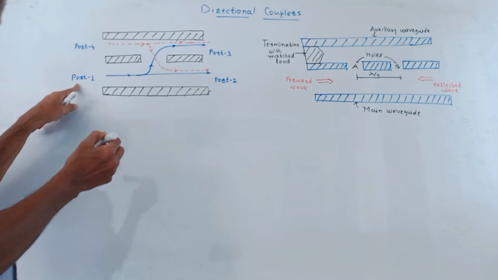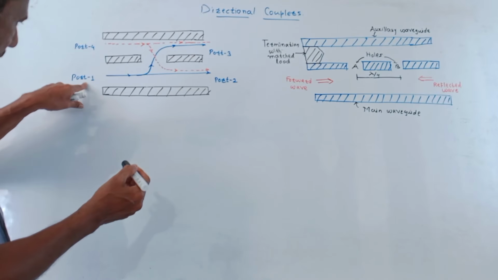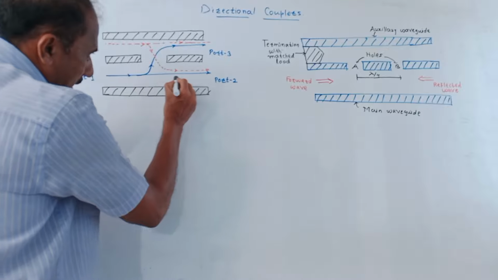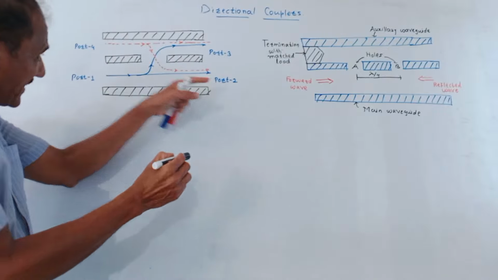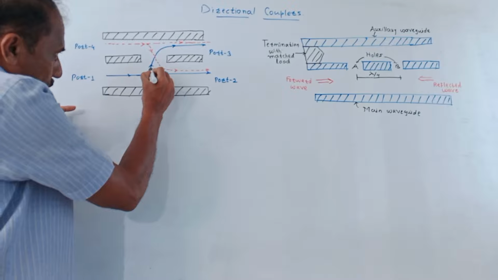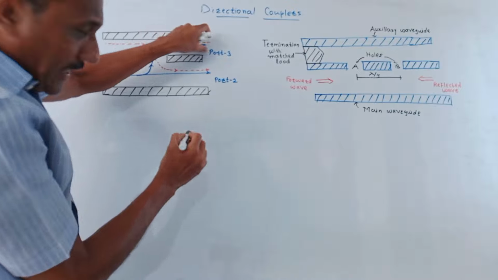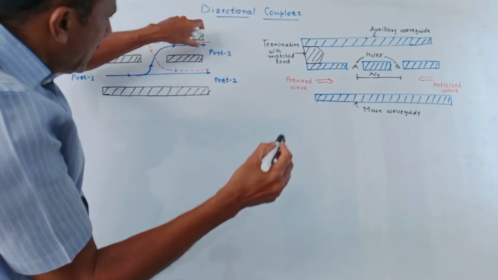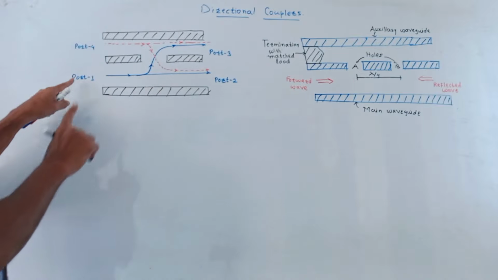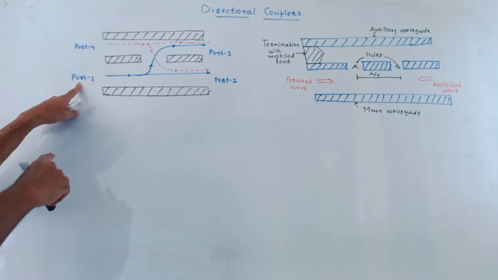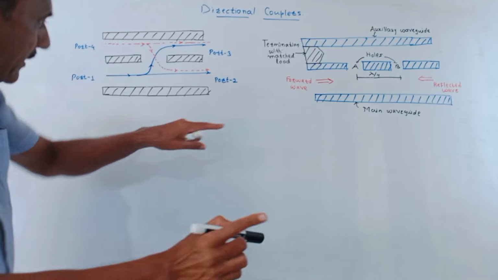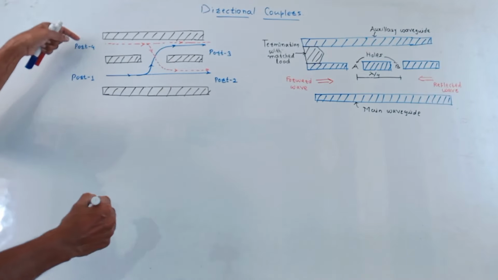Suppose we apply certain input power at port 1, then this power passes from port 1 and reaches port 2, as well as there is a hole in between. So the power can well pass through this gap and it enters into another, let us say, one more waveguide. So it is available also at port 3. That means if the input power is applied at port 1, output will be available at port 2 and port 3, but this power will not be available at port 4.